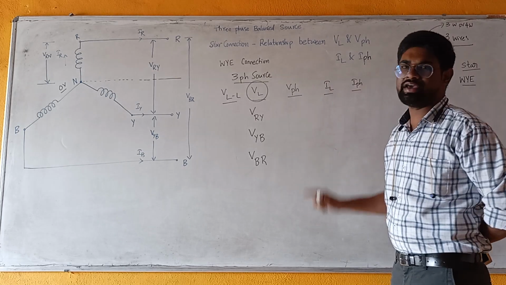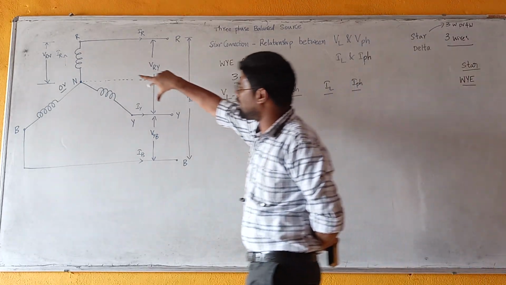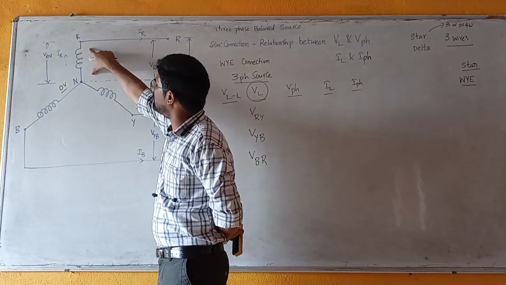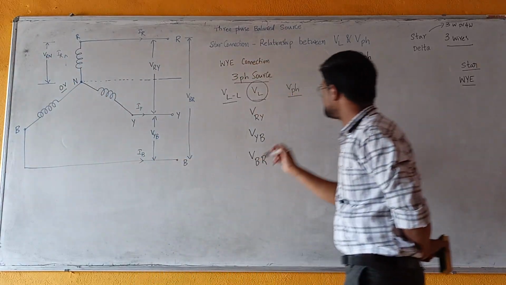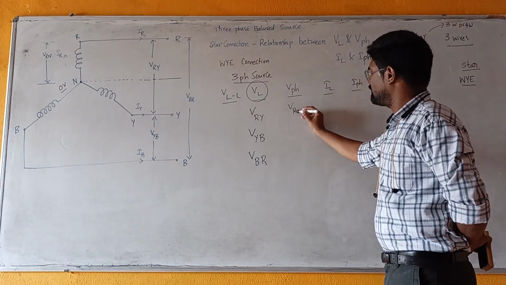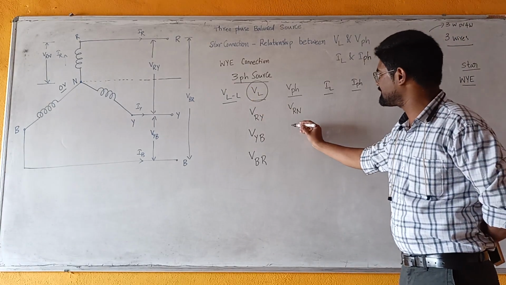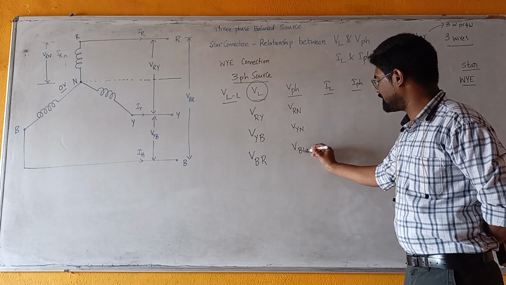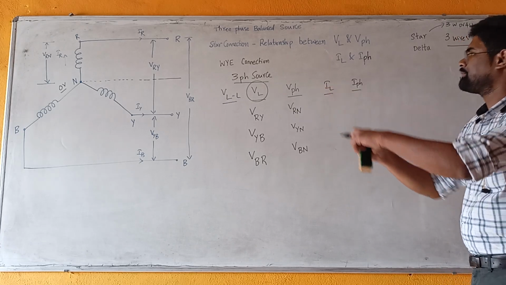And now what are the phase voltages? Phase voltage means voltage across each coil. What is the voltage across the first coil? It is VRN, and that is defined as phase voltage VRN. The voltage across the second coil is VYN, which is a phase voltage. The voltage across the third coil is VBN, and that is also a phase voltage.